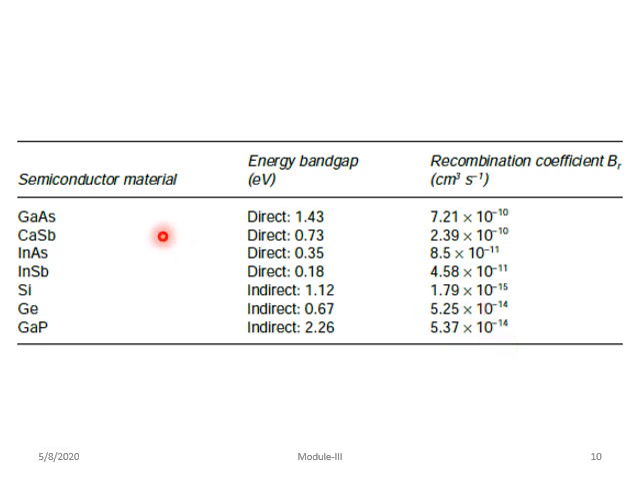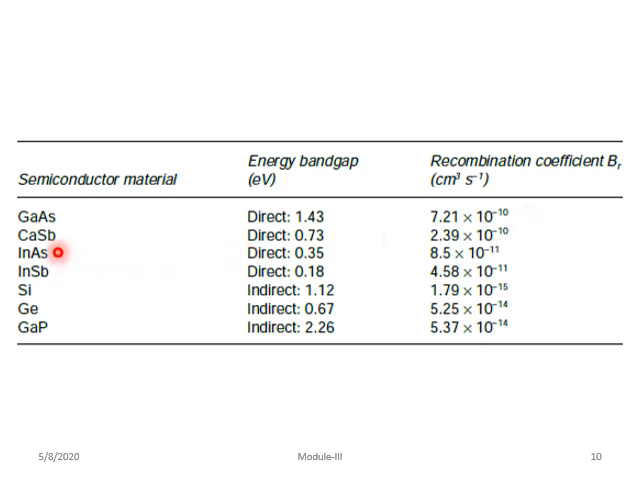If I take a different semiconductor material like gallium arsenide, it has a direct band gap energy of 1.43 eV. This is the energy band gap between the conduction and valence bands for the direct condition. Then the recombination coefficient, which is the possibility of recombination of an electron-hole pair, is expressed in centimeter cubed per second.